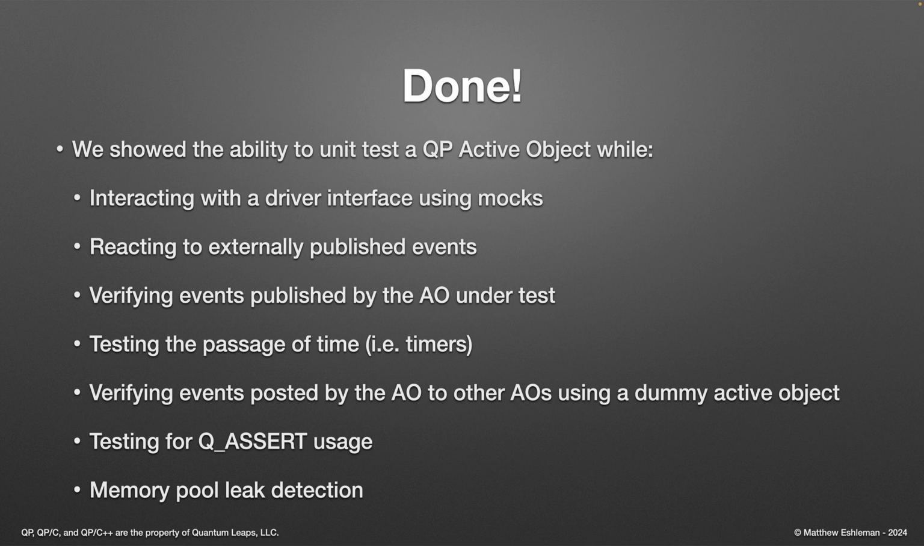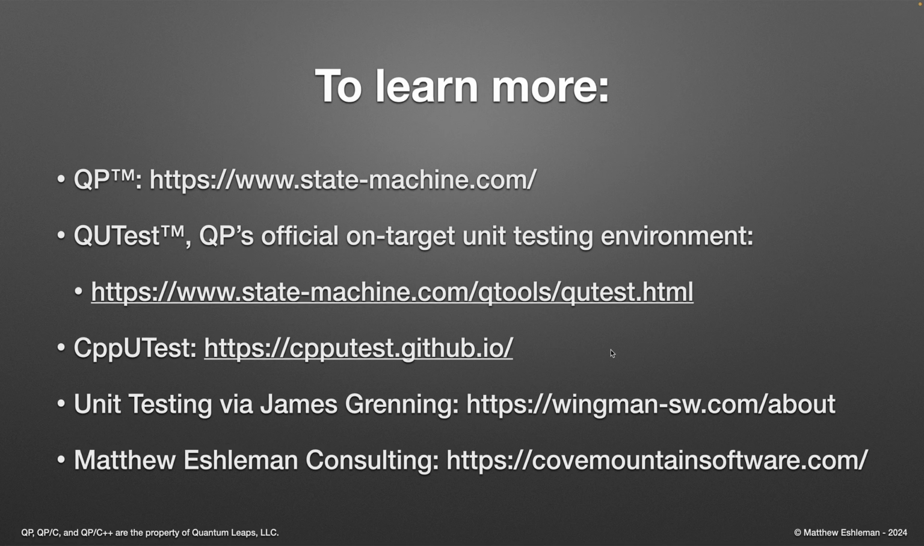We also were able to unit test QAssert usage. And we noted and talked about the fact that the CppUTest for QPC includes QP memory pool leak detection. So every unit test by default checks for leaks in the QP memory pools. And we talked about how to disable that leak detection for particular cases, in particular when you're testing for asserts. So that was, I think, all the features of CppUTest for QPC.